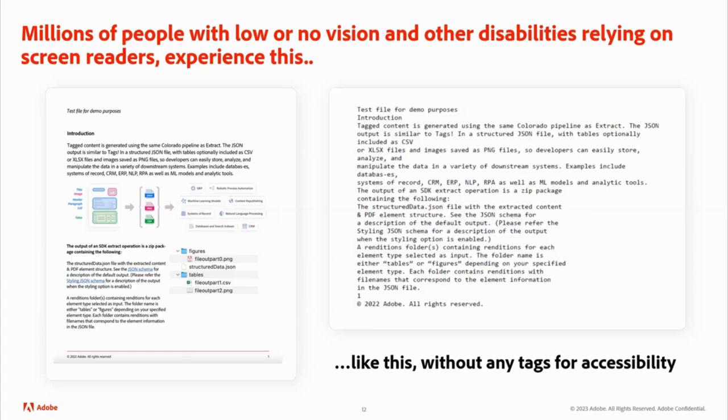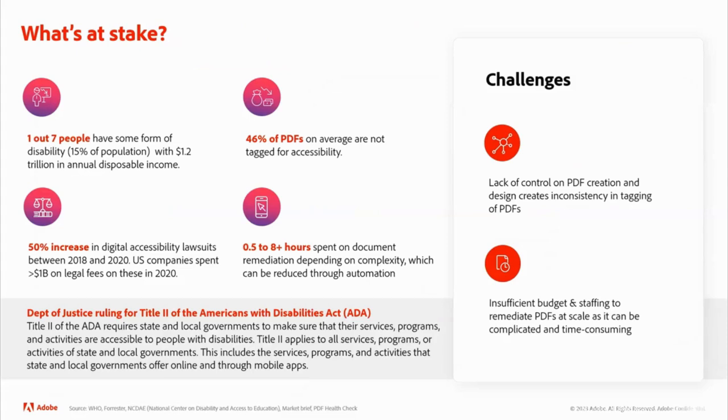When the text reader reads it to them, if you have seen someone use JAWS before, and I have within another customer, it's really hard to understand because it starts reading from left to right, top to bottom. Test file for demo purposes, introduction, tag content is generated using blah, blah, blah, blah, blah. It just reads it all in one go, and there's really no structure to it. So our accessibility API leverages AI technology to help make this interpretation much, much cleaner. And I'm going to show you an example of that.